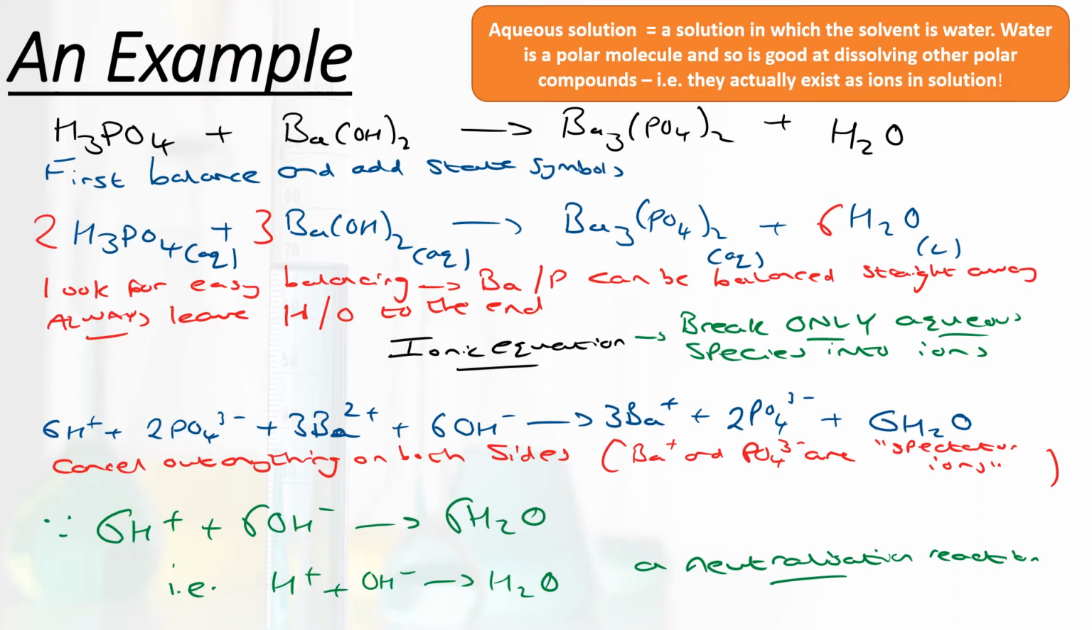Of course, we know that generally this is a neutralization reaction. We've seen that from the full equation, but this is a way to get to the simplest form of that equation, which is H+ and OH- forming water. Now, the barium and the phosphate anion are what we call spectator ions. They are there, involved in the equation, but they don't actually get involved in the reaction. They're not in the simplest equation, the ionic equation.